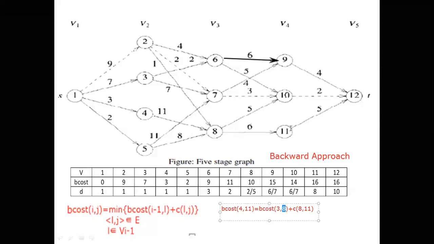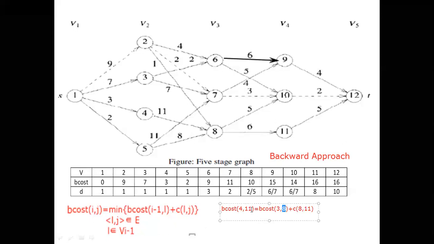11 is in which stage? 11 is in 4th stage. What is 8? 8 is in 3rd stage. That is the meaning here it is saying. L is 8, and 8 should be in the previous stage. It is I minus 1. I minus 1 means 4 minus 1, it is 3. V3 will come. I hope it's clear.